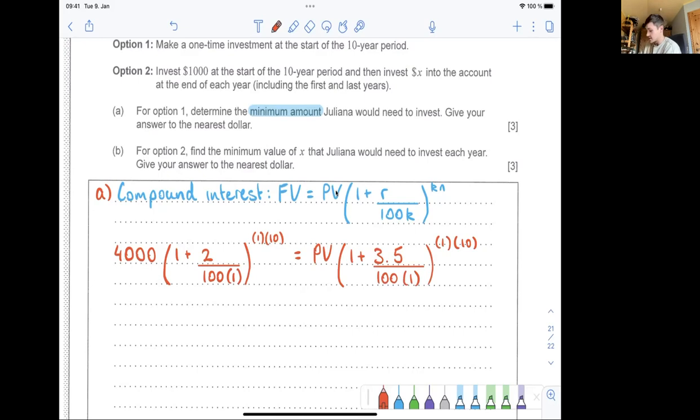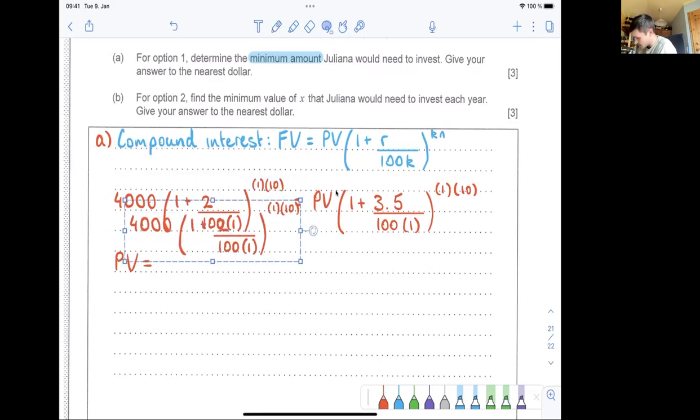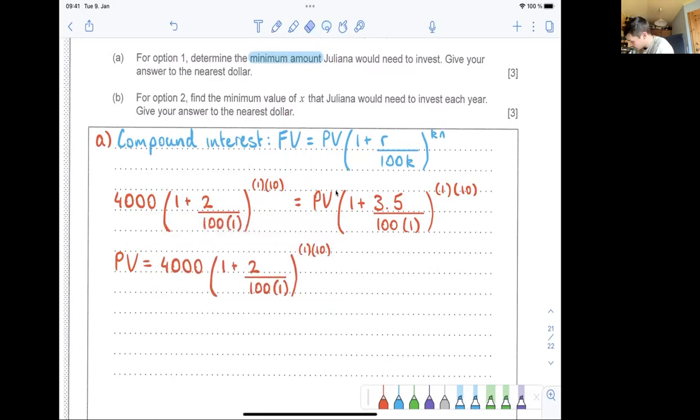Now we just have to rearrange this for the present value. And so the way we'll do that is we'll say PV, the present value, is going to be equal to 4,000 multiplied by all this, but I'm going to take this and we can clean it up. Let's get rid of the ones and to the power of 10. Let's make this smaller, bring this over to here. Okay, all right. And then divided by this here.